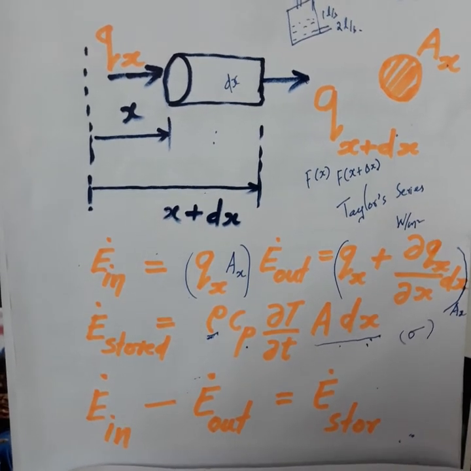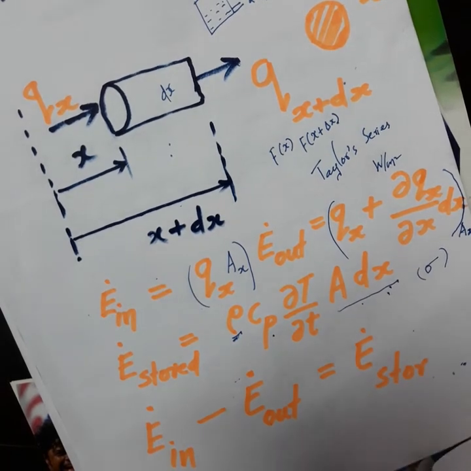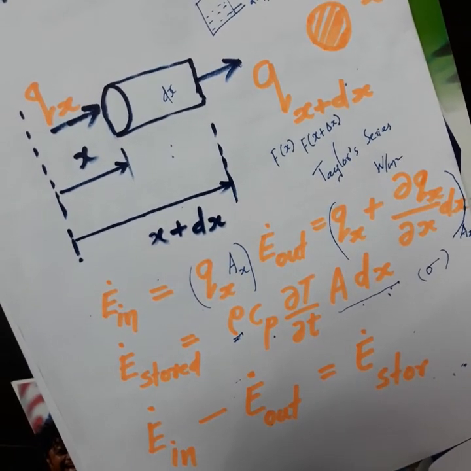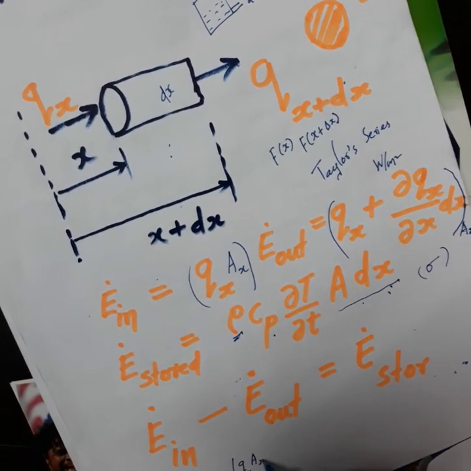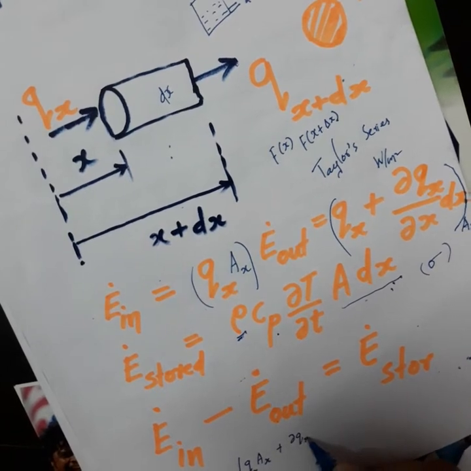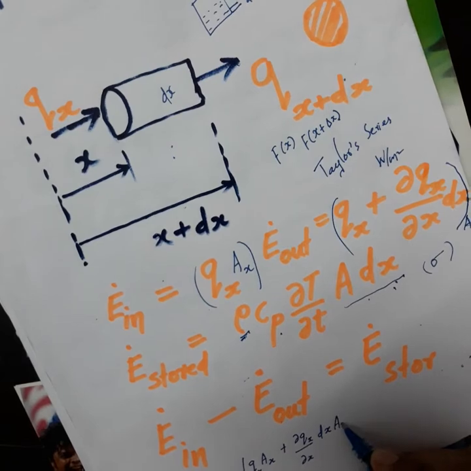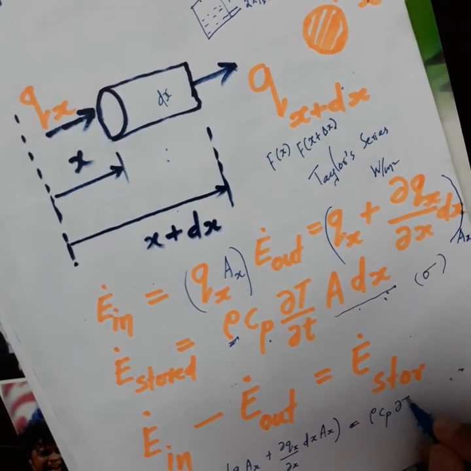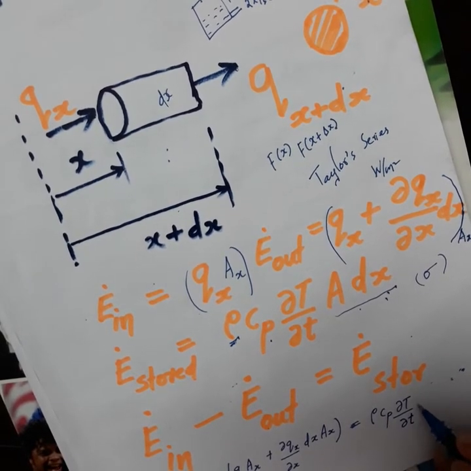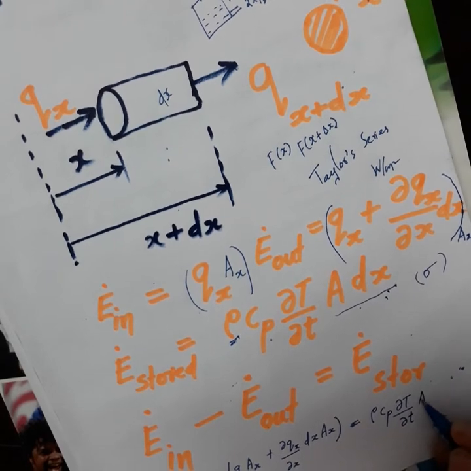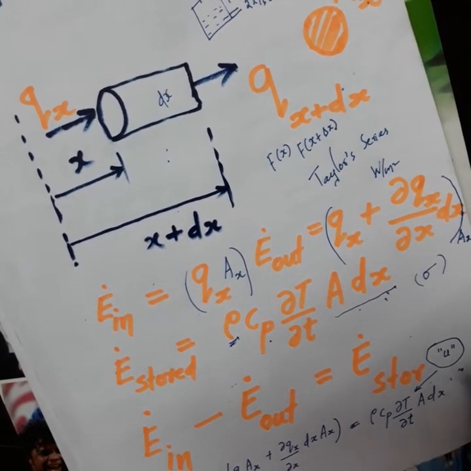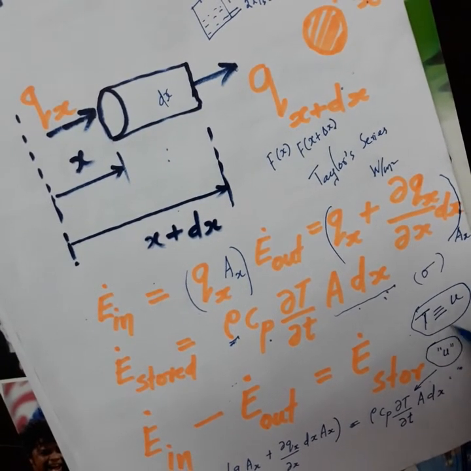Now if we plug in all these equations back here, what we will get is qx Ax minus qx Ax plus dou qx by dou x into dx into Ax equals rho Cp dou T by dou t times A into dx. Apologies for using T again. I told you in the previous lecture we will be using U only, but both of these things are the same. T is pretty much equivalent to U. I am using these notations interchangeably.